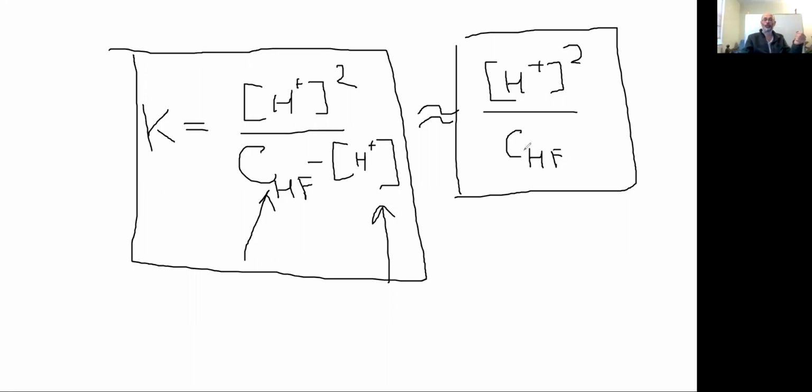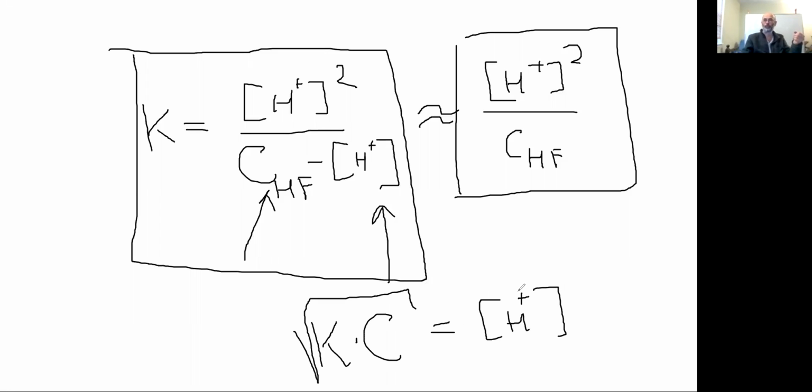So what does it mean? We transform it, we get K times C equals H squared, or H plus equals the square root of this. That's simple algebra, but what does it mean? pH of the solution equals what? Okay, that's a logarithm, but whatever.